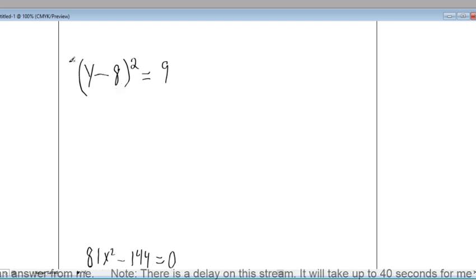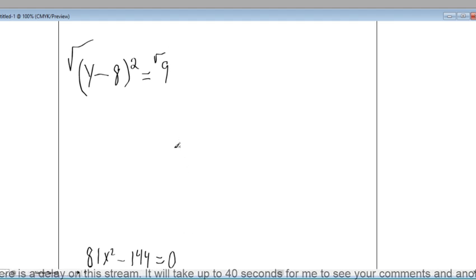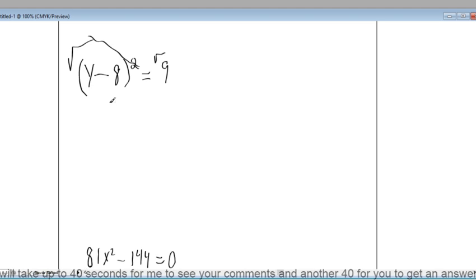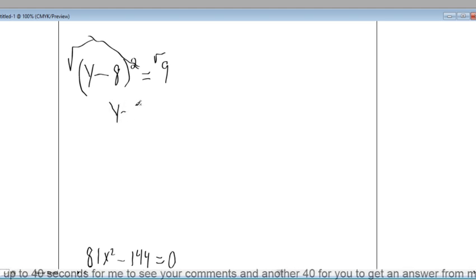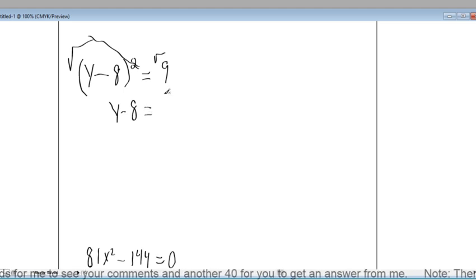So the opposite of a square, remember, is a square root. So we will take the square root of both sides. Okay, again, taking the square root of this side cancels out the square, leaving us with y minus 8. And then taking the square root of the other side, you might be tempted to say that's 3, which you're half right. The square root of 9 is 3.